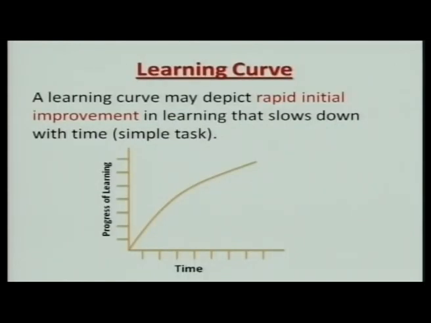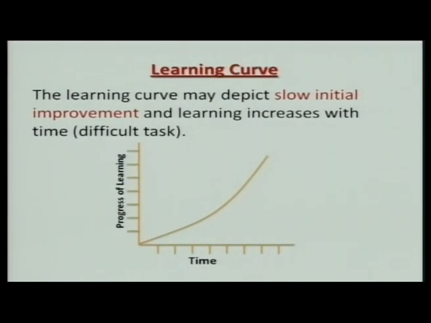Now there is another learning curve. This is for a simple task. If you take a simple task, then there will be rapid initial improvement, and after that it slows down slowly. The curve is actually like this. Now there is a difficult task. In a difficult task, generally there is a slow initial improvement, but learning increases with time. A difficult task is just the opposite. So these are 2 other curves.